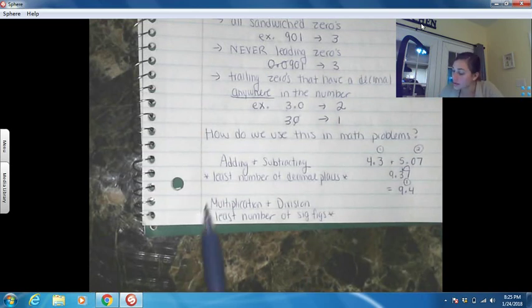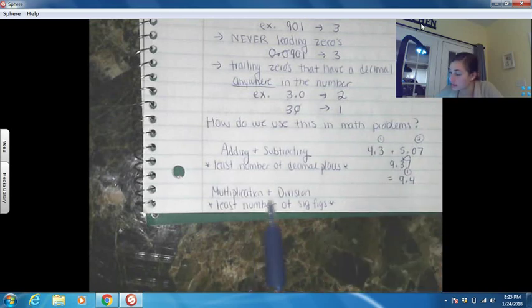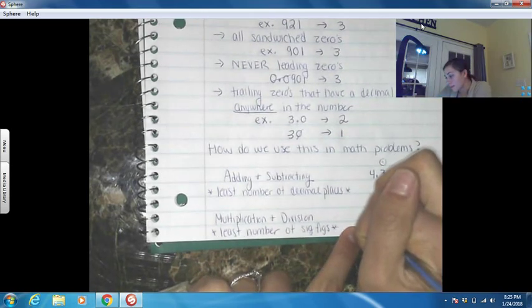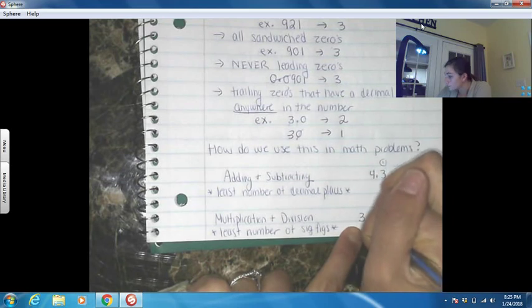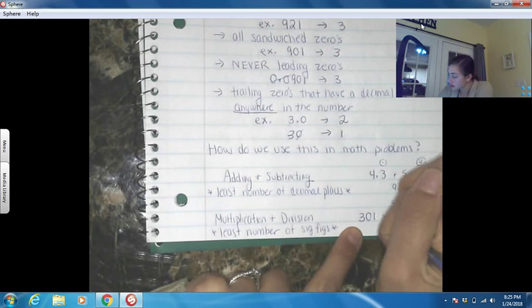Now let's look at multiplication and division. This one says the least number of sig figs. So that's where our rules up here come into play. So let's say that we had 301 times 4.2.